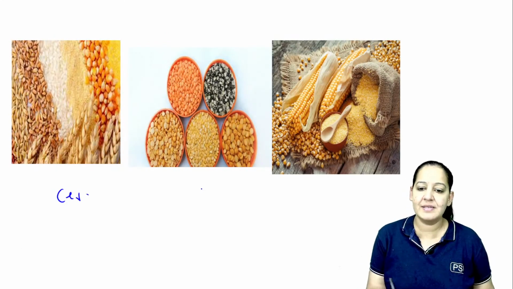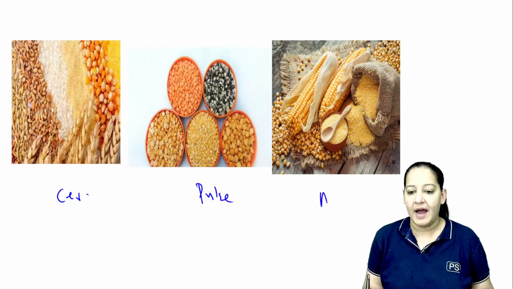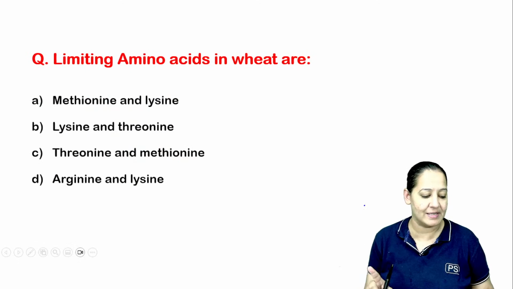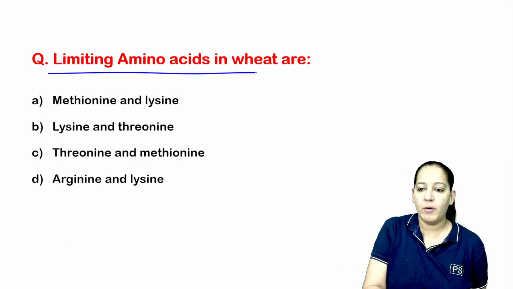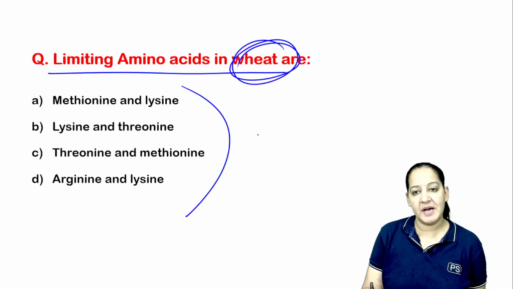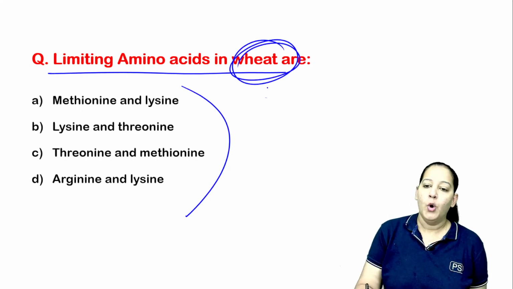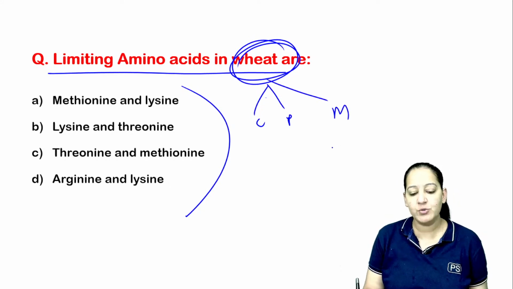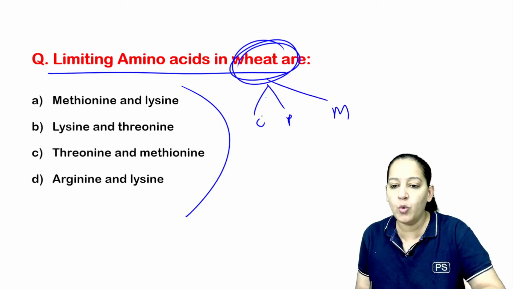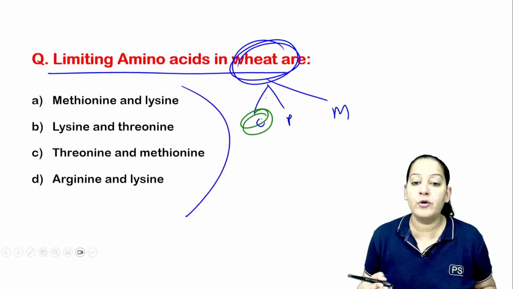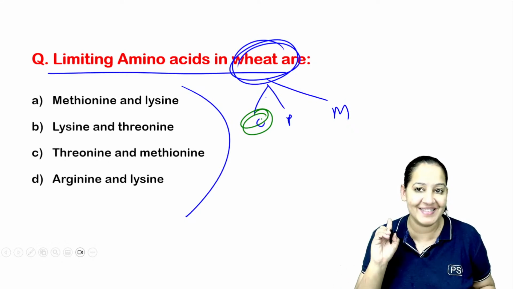You can see these are cereals, these are pulses, that is dal, and this is maize. Maize is bhutta. Okay, you can see. And what is limiting in that? Please learn. Few more questions on that. What are limiting amino acids? Can you identify limiting amino acids in wheat? I'm asking in wheat. What is wheat? Wheat is a cereal or pulse or maize. Of course, we all know wheat is a cereal. Rice, wheat, these all are cereal. So I want you to tell me the limiting amino acid in cereals.